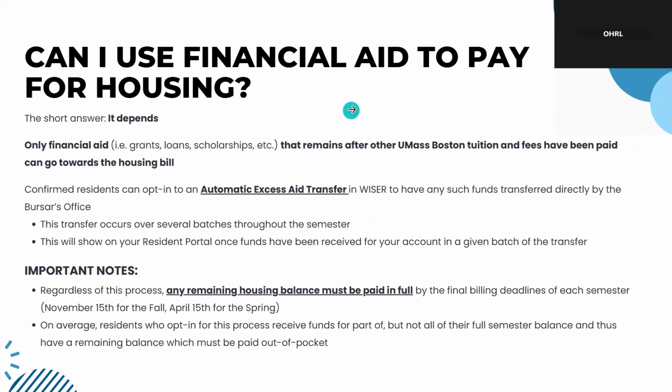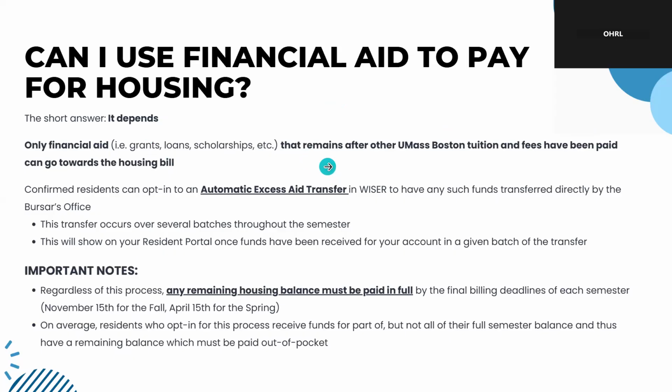Now, big question, and we're going to get into some exceptions for the earlier rules here. I'm sure I haven't checked the Q&A yet because it's not the end of the presentation, but I would wager there's a couple in there about this. Can you use financial aid or loan, grant, scholarship funds to pay for housing? It depends. Only financial aid, and that's sort of an umbrella term here, that remains after your other UMass Boston tuition and fees have been paid can go towards the housing bill.